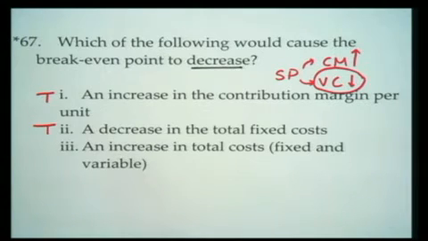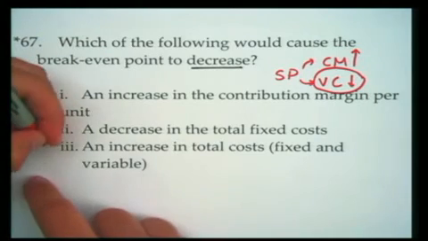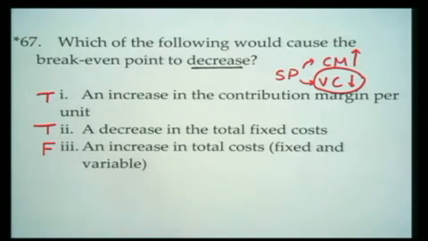Third, an increase in total costs, fixed and variable. So let's just say our total costs go through the roof. This is kind of tricky because it's not in the previous page, but that's okay. You can intuit what the answer is. If the total costs, either fixed or variable, go up, what happens? Yeah, we need more students to break even. Make sense? So that would not cause a decrease in the break-even point. If all of our costs go through the roof, then no, we wouldn't actually need less students. We would actually need more students to break even. So again, the answer to this one is 1 and 2 only.